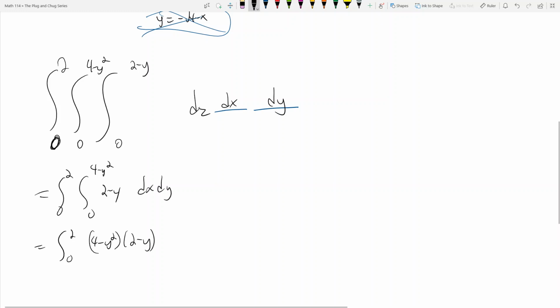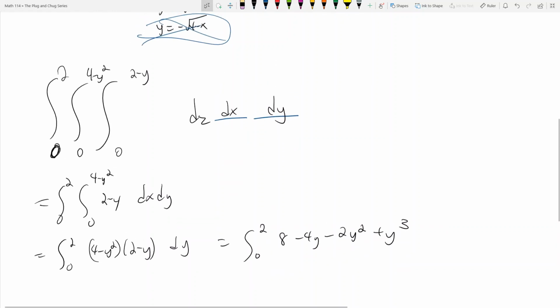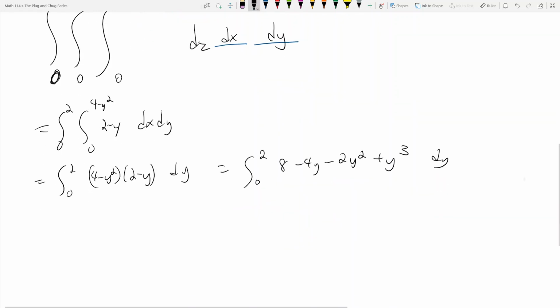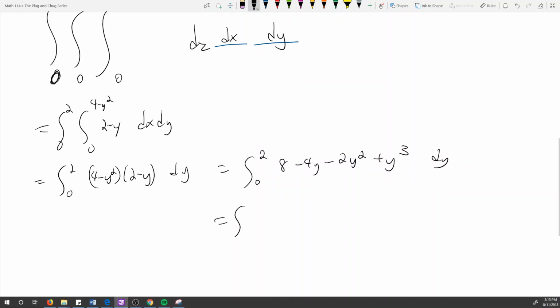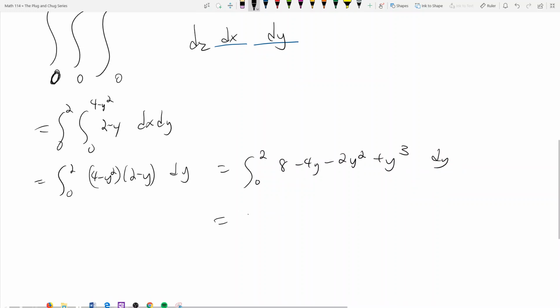And then dy. And then so now foiling it out, 0 to 2, 8 minus 4y minus 2y squared plus y cubed, dy, and now we integrate this with respect to y, so we get, no more integral sign, 8y minus 2y squared minus 2/3 y cubed plus y to the 4th over 4 from 2 to 0.